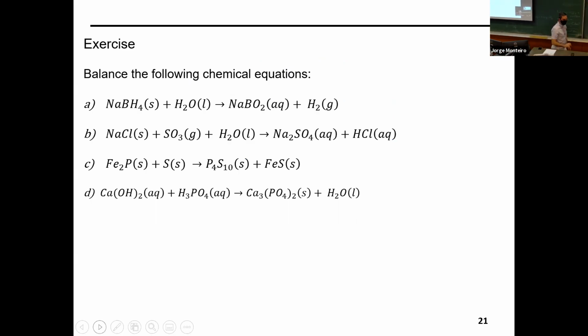Okay, so let's think about this problem here, and then I will give you a couple minutes and go over A and B, and then C and D you can do it.